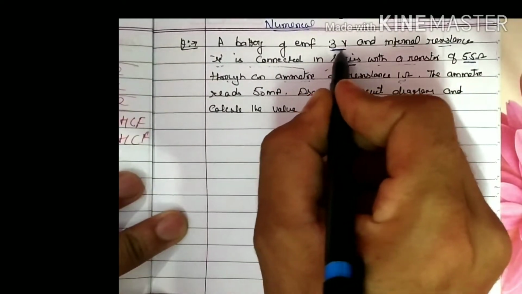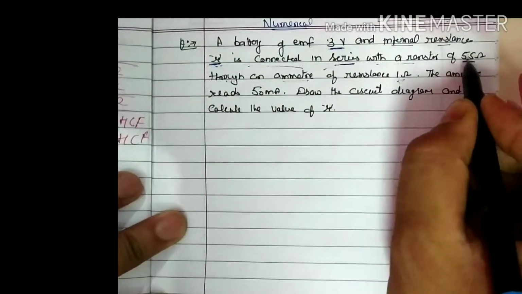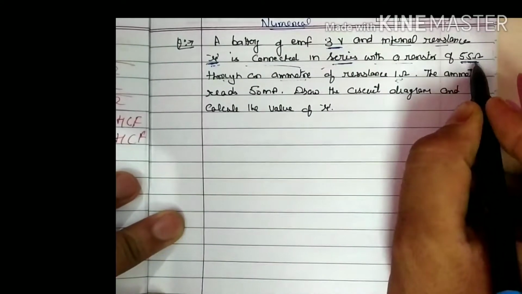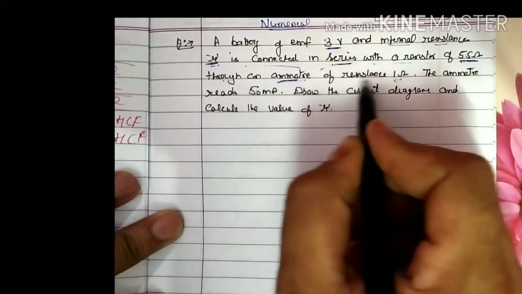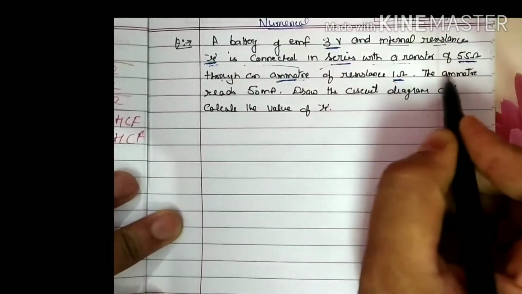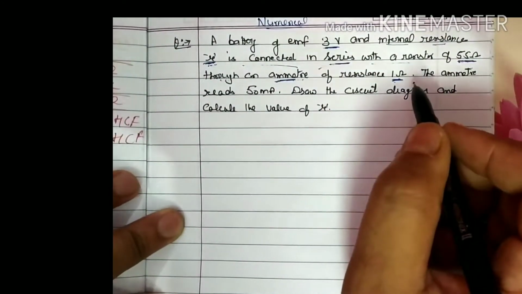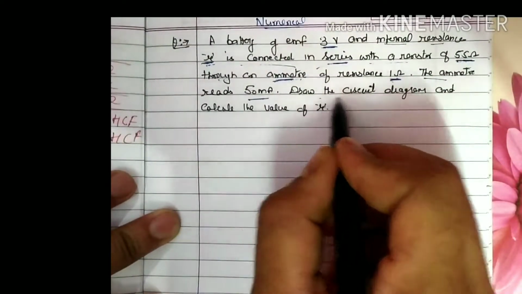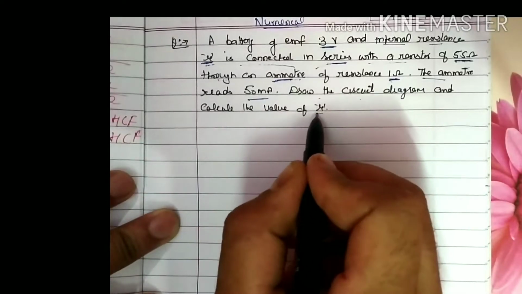We have a cell with internal resistance, and one more resistance of 55 ohm, and an ammeter of resistance 1 ohm, all connected in series, and the ammeter reads 50 milliampere current. Draw the circuit diagram and calculate the value of r.